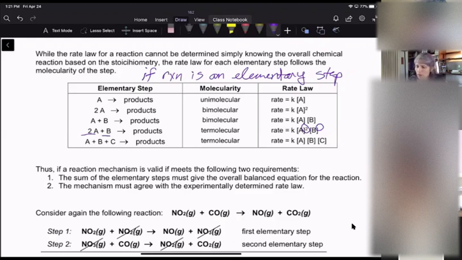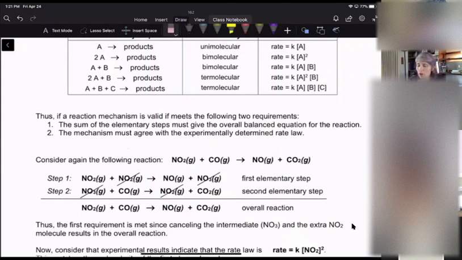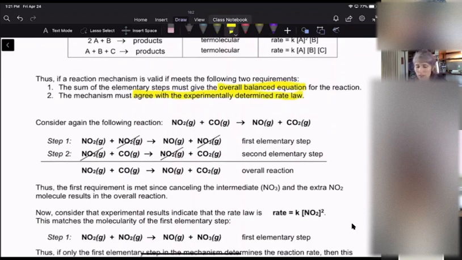So there are a couple things that have to happen for something to be a valid mechanism. It has to sum to the overall balanced equation, and it has to agree with the experimentally determined rate law. And that is all we have to really determine what our mechanisms are. Now, reactions, have you worked with reactions like equations where you can just add them up? Yes. Cancel everything out, line up your arrows, cancel everything out. That cancels.